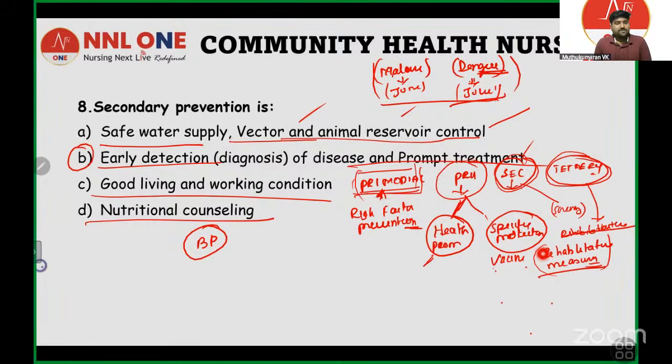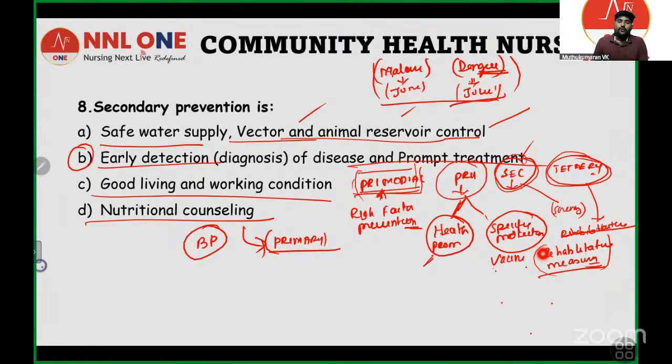Okay. So coming on to the nutritional counseling. Nutritional counseling comes under specific protection only for malnourished children. Malnutrition children, this is the target population I'm going to give. So this is primary prevention. It is primary prevention. Is it clear? Okay. June, July. Yes, correct. Now it is easy for you all to understand.